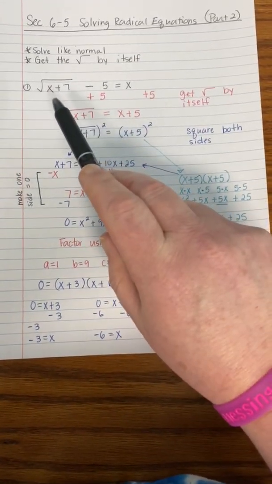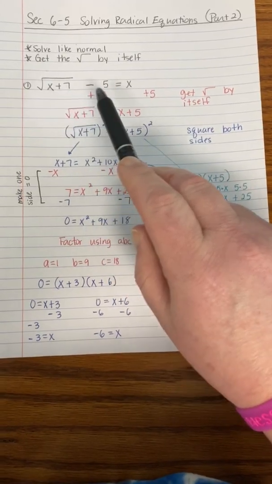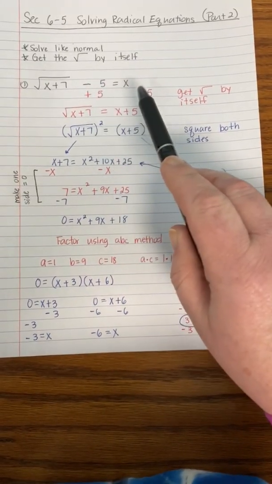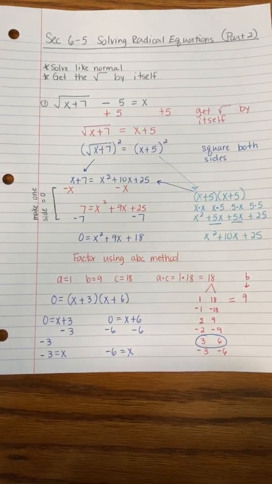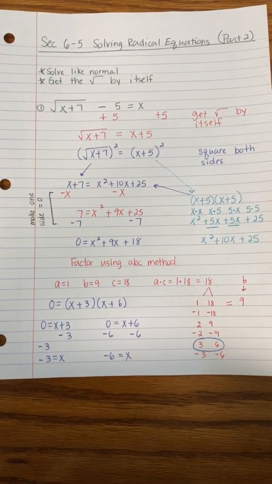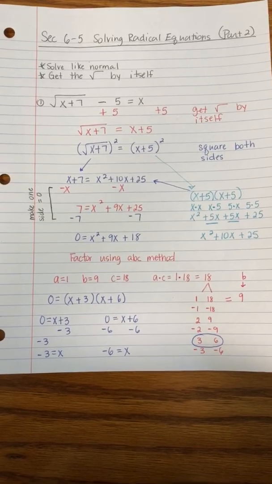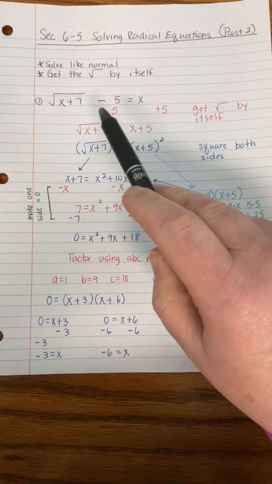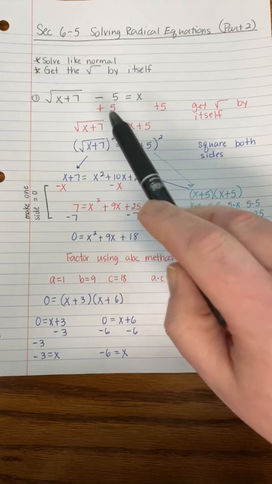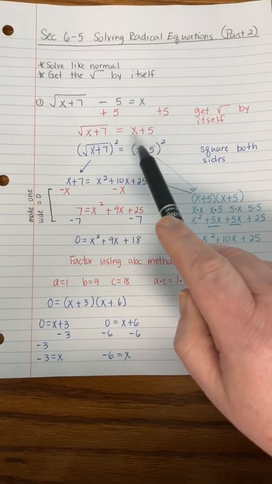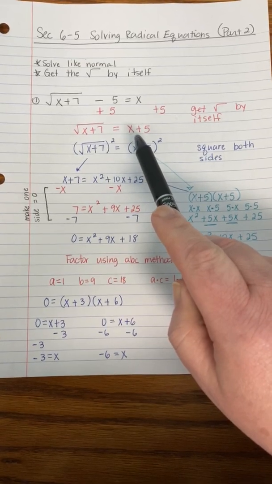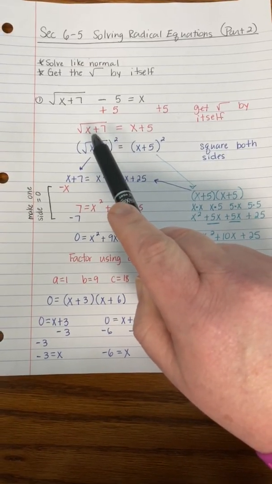All right, for number one, so I have the square root of x plus 7 and then minus 5 on the outside equals x. So that's a little bit different because we didn't have an x on both sides of the equation yesterday. All right, so first I need to get the square root portion by itself. So I'm going to add 5 to both sides since that's on the outside. And when I do that, I just get x plus 5 over here. And then I bring down my square root of x plus 7.